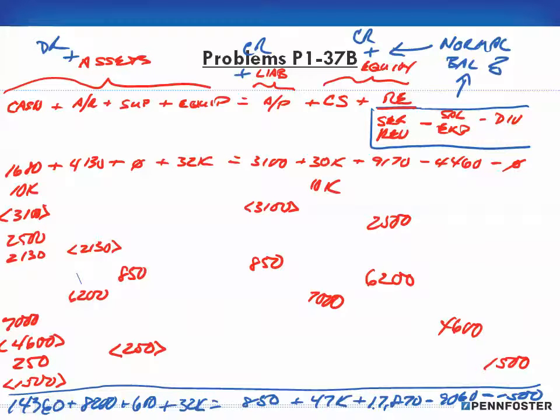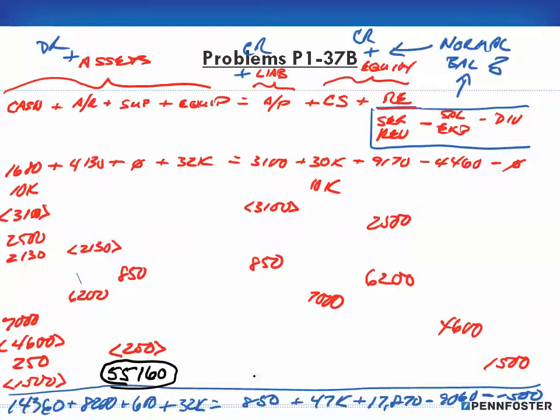If you add up what's on the left of the equal sign, what our assets are, it should equal everything that's on the right hand side of the equal sign. That will tell you if your debits equal your credits. So let me just quickly do the math. 14,360 plus 8,200 plus 600 plus 32,000 gives us total assets of 55,160. So that's my total assets.